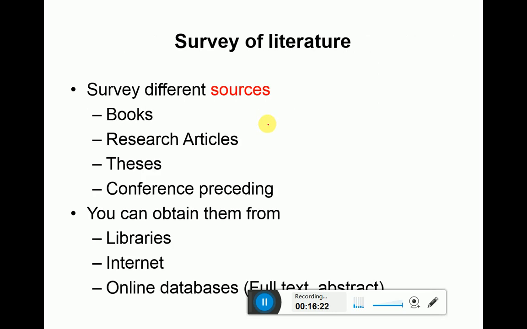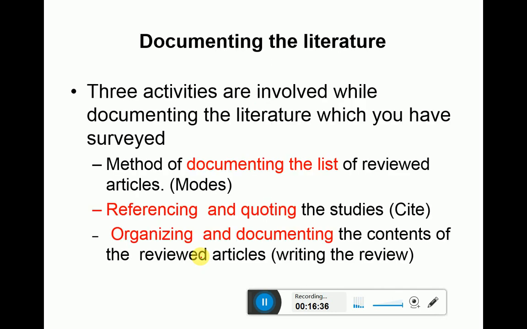Now a survey of literature can happen through different sources. It can be books, research articles, theses, conference proceedings. You can also obtain data from libraries, the internet and online databases. That we already discussed in the last lecture. Today we are going to discuss the next step, that is documenting the literature.